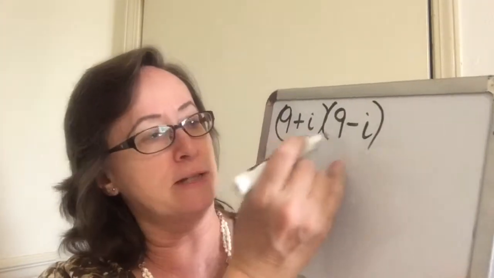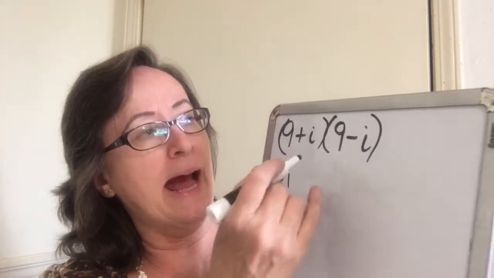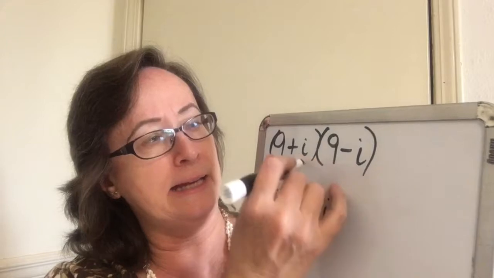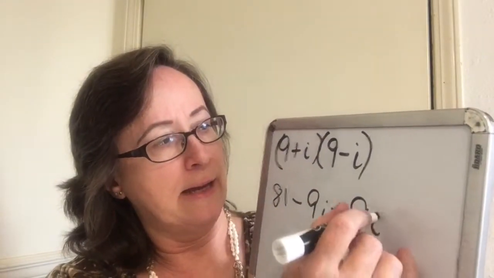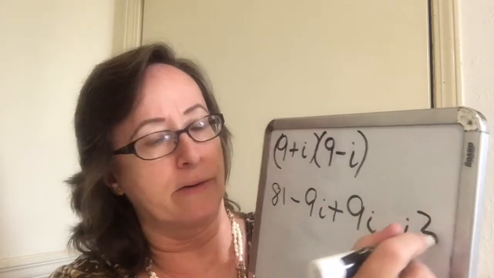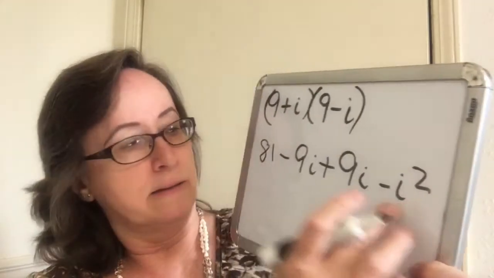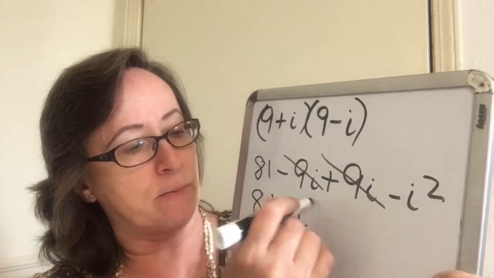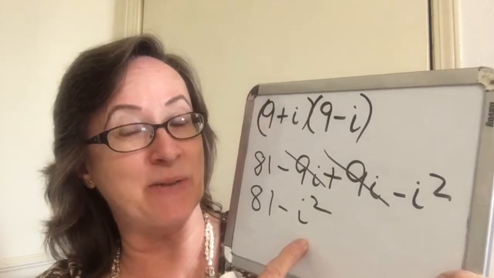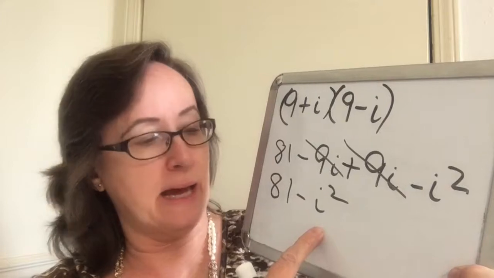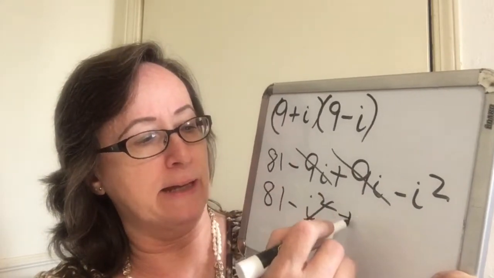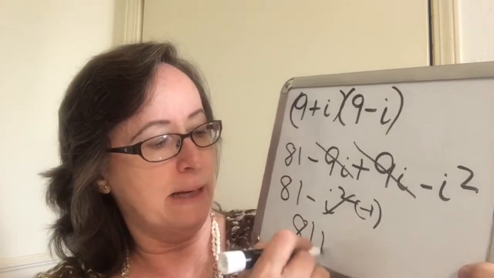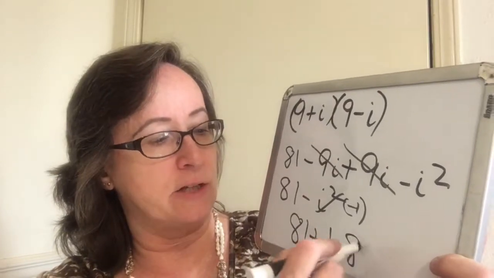Let's FOIL it. First is 81. Outside is negative 9i. Inside is positive 9i. And the last is negative i squared. Okay, so the negative 9i and the positive 9i cancel, and we wind up with 81 minus i squared. But the i squared is a negative 1. So we turn this into a negative 1. So we've got 81 minus a negative 1, which is 81 plus 1, which is 82.